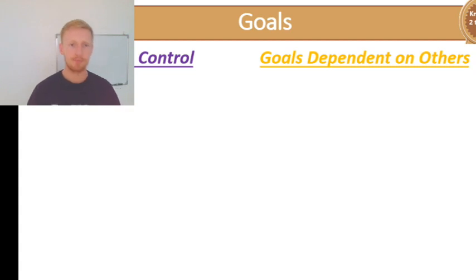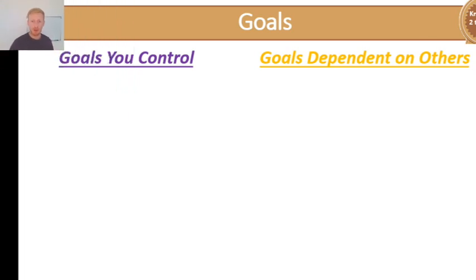So we have these two here. Goals you can control and goals dependent on others. And herein lies our differences between performance goal and outcome goal. So performance goal being the goals that you can control. You are in charge of your performance. It doesn't matter what happens with your opponent. It doesn't matter to do with anything with luck or the effort that someone else applies or a fluke. None of that matters. The environment or the external factors don't matter.